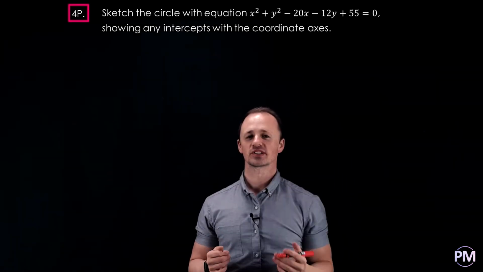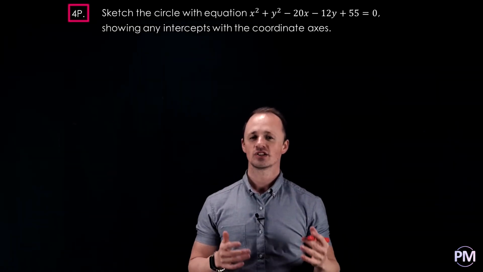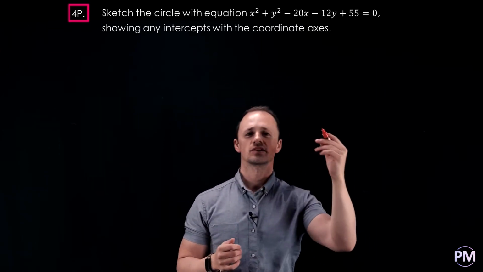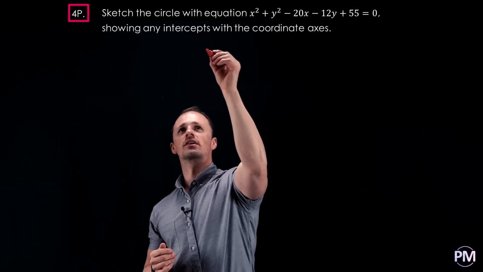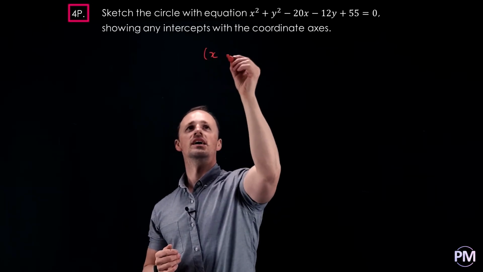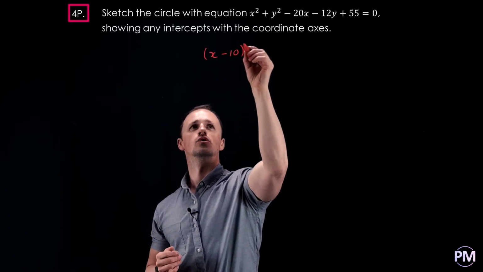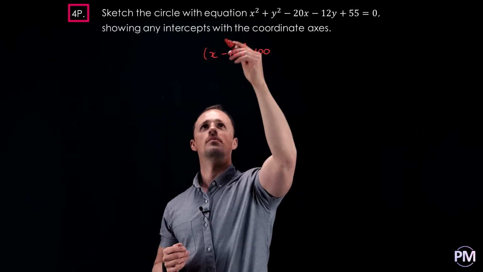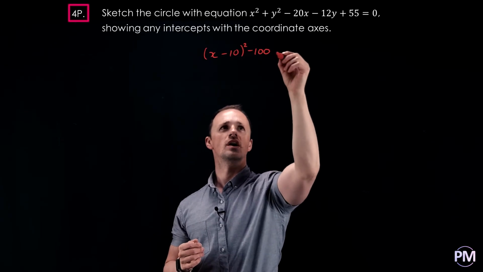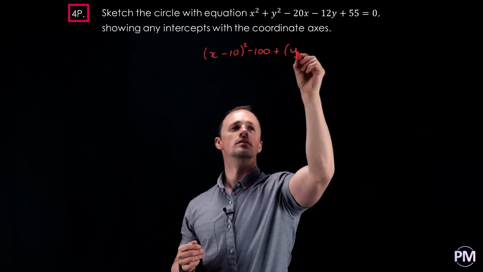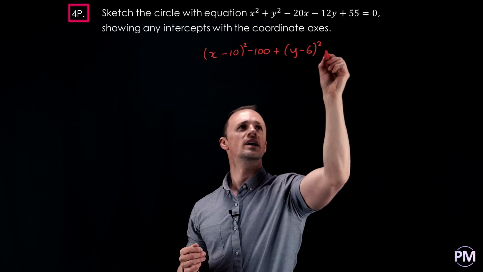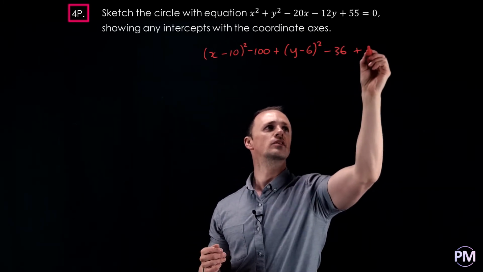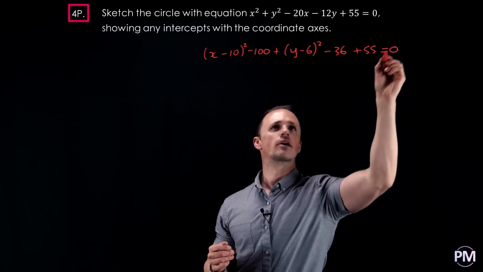Okay, in this example, we're going to sketch the circle with this equation showing any intersections with the coordinate axis. So again, let's complete the square to start off with. We're going to get x minus 10 all squared minus 100. For the y part, we've got y squared minus 12y. That's going to become y minus 6 all squared minus 36. We've got a plus 55, and that equals 0.